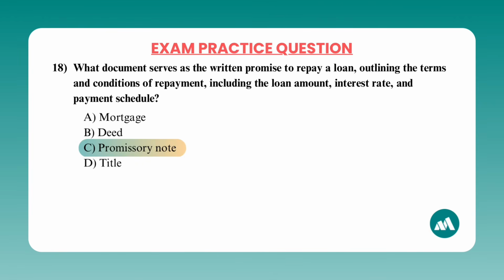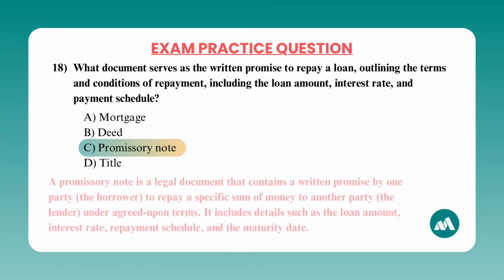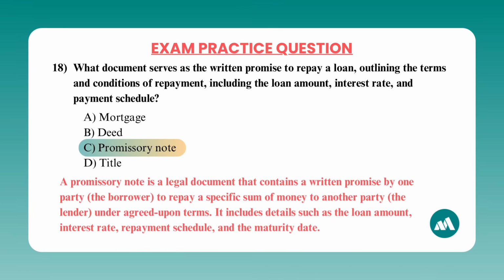And the answer is C, promissory note. A promissory note is a legal document that contains a written promise by one party, the borrower, to repay a specific sum of money to another party, the lender or mortgagee, under agreed upon terms. It includes details such as the loan amount, interest rate, repayment schedule, and the maturity date.